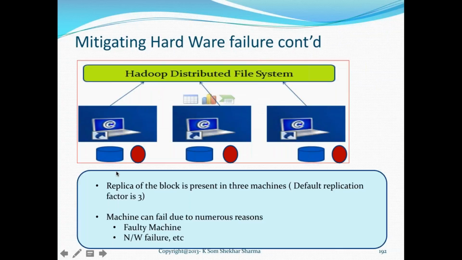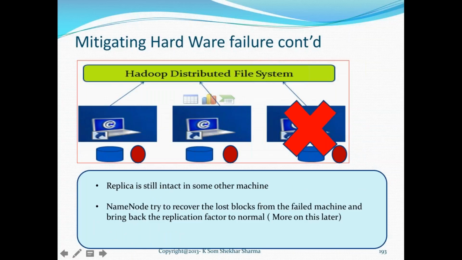This is just an explanation that you have 3 blocks. Say you have one B1, this is also a replica B1, this is also a replica B1, and a machine goes down, but still your data is intact on the other two machines, so the data is really not lost. We'll understand this very soon.